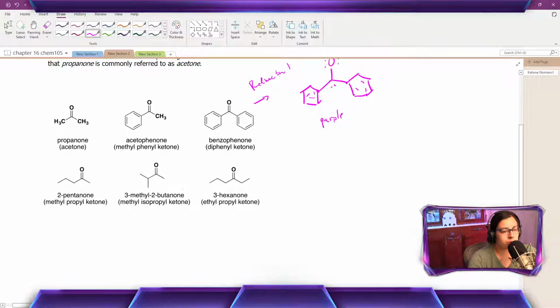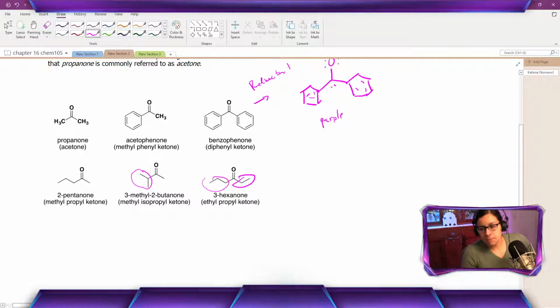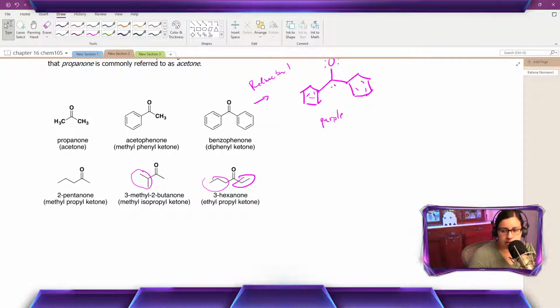For this next one, we can name it 2 different ways. We could find our longest chain: 1, 2, 3, 4. So we have butane for that. It's in the 2 position, and this methyl is in the 3. So 3-methyl-2-butanone, or again, naming it by its parts: this is an isopropyl, that's a methyl, so methyl isopropyl ketone. And then this next one, ethyl for 2, and then propyl ketone, or 3-hexanone. So any questions about that so far?